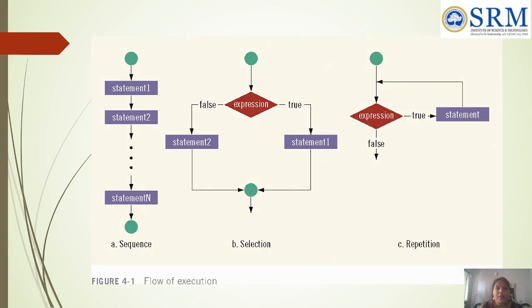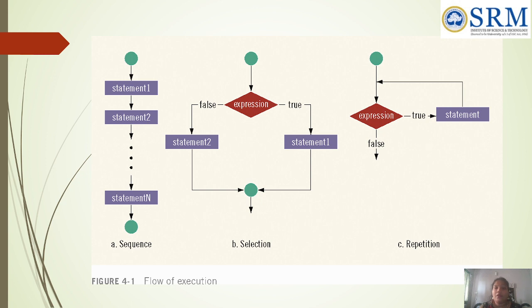So we will see how the sequence is executed. Statement 1, statement 2, statement n, like this each and every statement will be executed in the program. But in selection, you can see that it will just check an expression. It can be either a condition or a Boolean expression. If it is true, a certain set of statements will be executed. If it is false, a certain set of statements will be executed, and it comes out of the particular conditional statement.